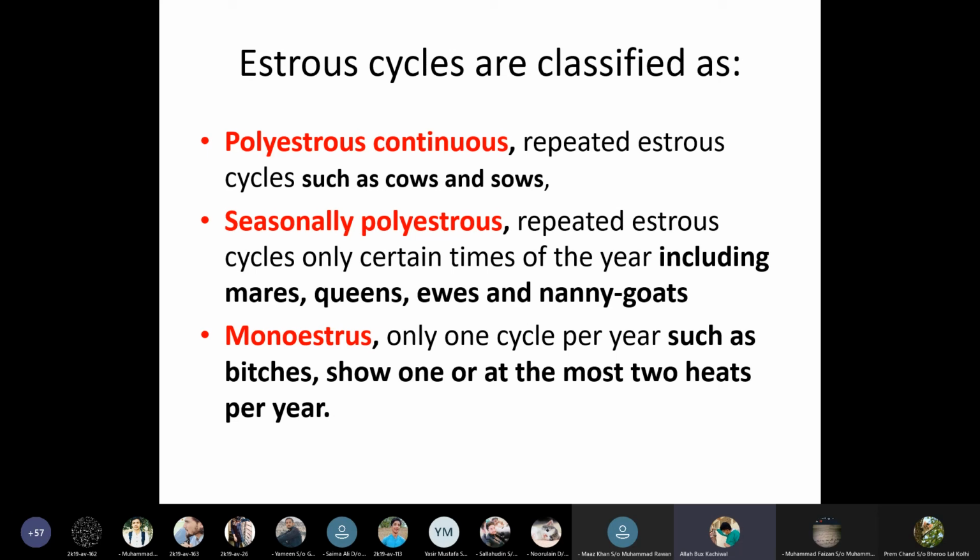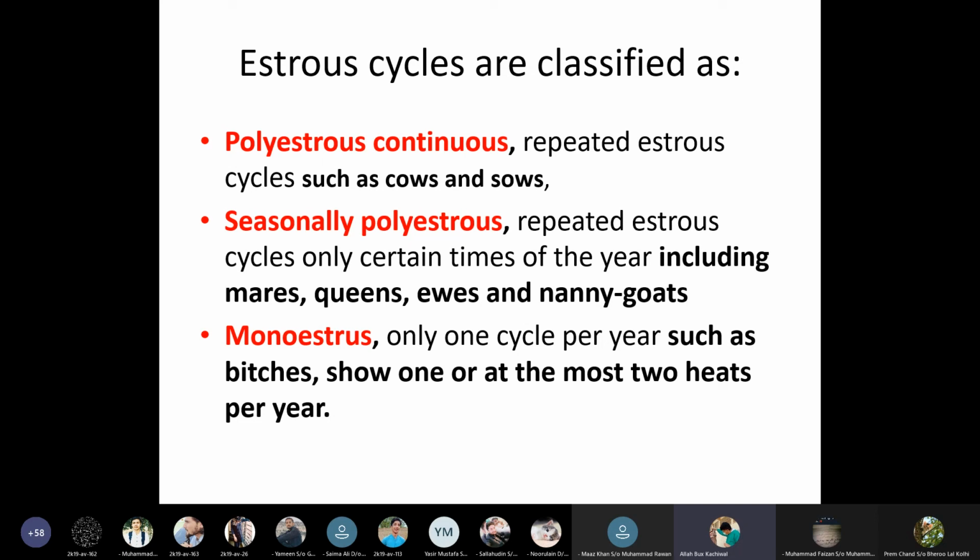Seasonal polyestrous animals show the estrous cycle only at certain times of the year, including mares, queens, ewes, and nanny goats. They show estrus seasonally. They are polyestrous, but in the particular season they can show the estrous cycle. Then monoestrous animals have only one cycle per year, such as bitches, which show one or at the most two heats per year.